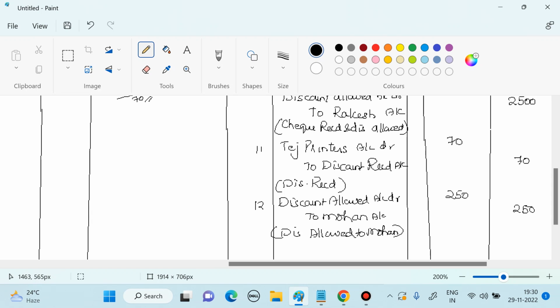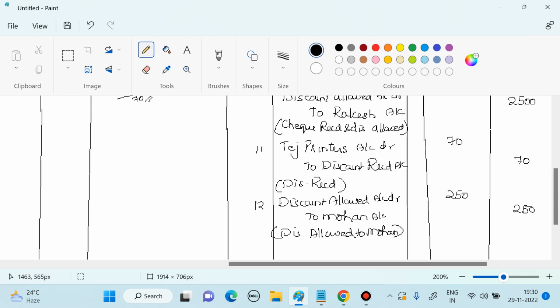The next transaction is on April 16th. An amount of 1,000 rupees due from Gupta brothers written off as bad debt in previous year now received. So in the previous year, amount was due from Gupta brothers 1,000 rupees. We found that it is a bad debt, we are not going to recover it. So what we did, we wrote it off as bad debt, put it to the debit of profit and loss account.